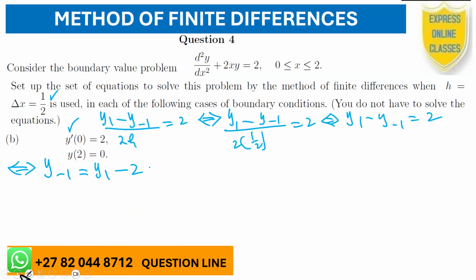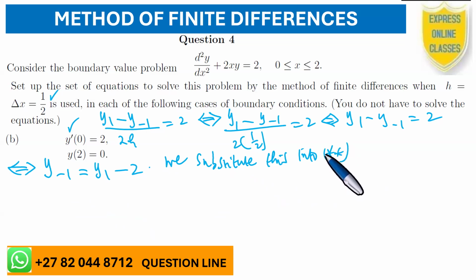Right, so this is what we have. So we proceed to then say we substitute this into double star. Right, if we substitute into double star, we continue. Okay, so we substitute these into double star and get this set of equations.